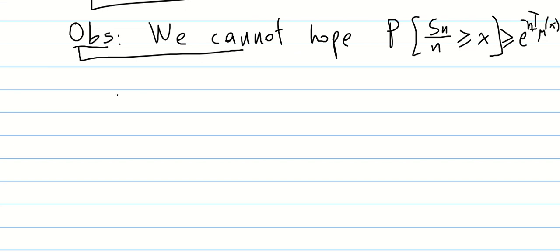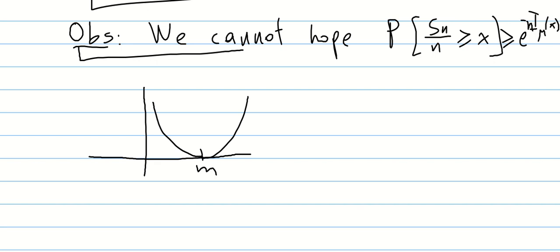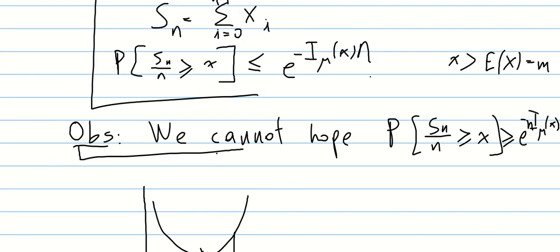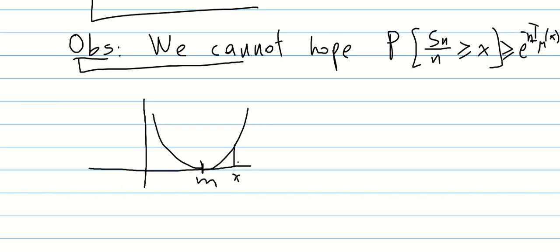So since we cannot hope for such a good lower bound, what do we expect indeed? Let us look at the graph again. We have here the average m, and the rate function is not 0, it's only 0 at m, after which it grows in both directions. So here we have, for example, a value x which is larger than m. By the way, a similar statement holds for x smaller than m. And we're saying that the measure of this whole half line here is exponentially decaying.